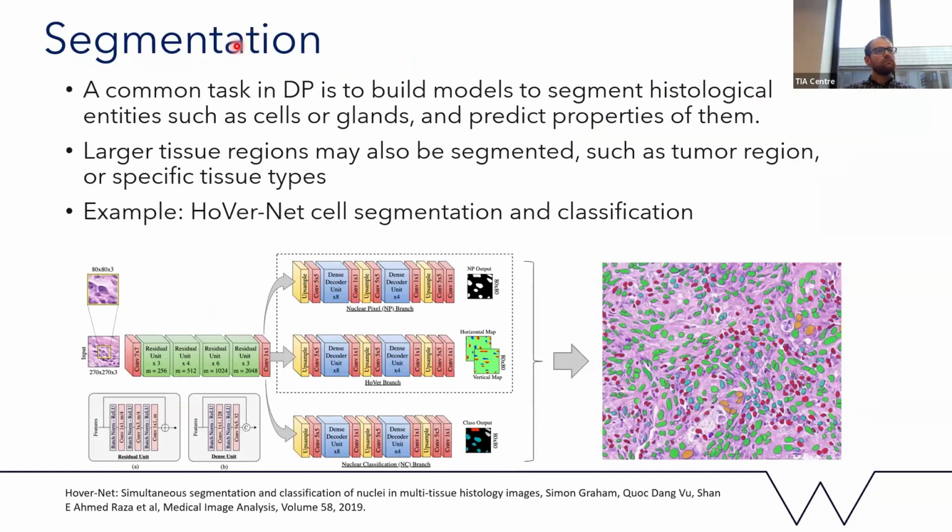Another common pipeline is segmentation tasks. It's quite common to want to segment various histological entities. They might be cells, they might be glands, either just identifying them or potentially also predicting properties of them, like, for example, the cell type. We might also want to segment larger tissue regions, like a tumor region or a specific tissue type. An example of this sort of thing could be HoVer-Net, where you are taking a bunch of patches and you're eventually predicting a bunch of cell segmentations and type classifications.